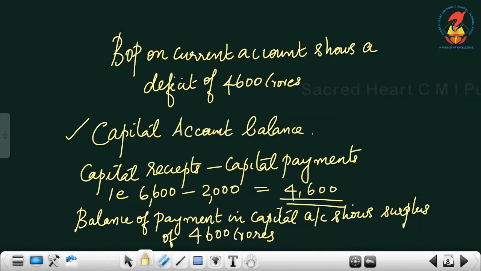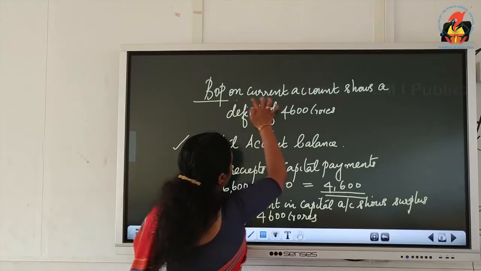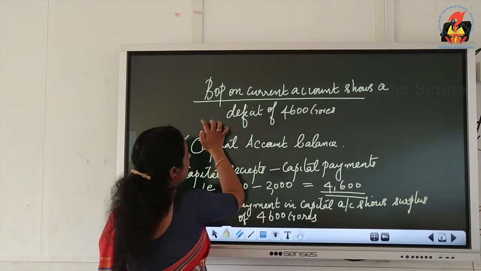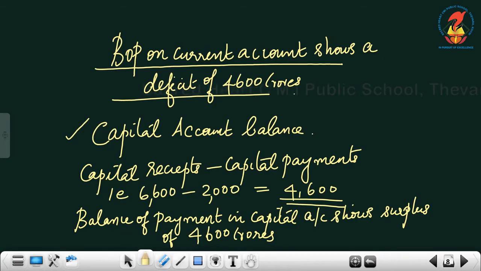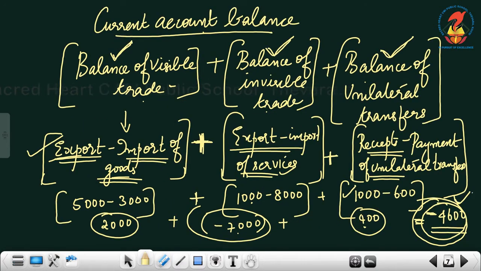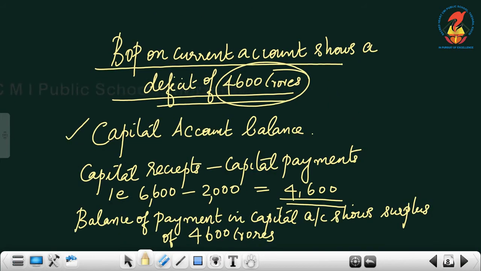We will move on to the next page. BOP on the current account shows a deficit of 4600 crores because our value was minus 4600.